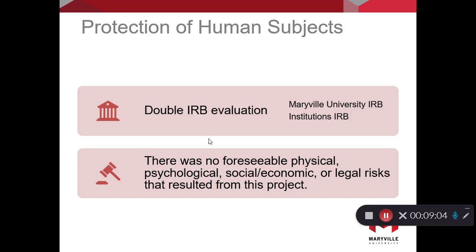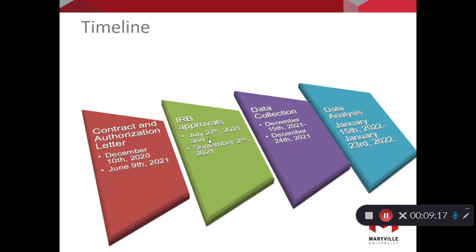Protection of human subjects: there was a 2 IRB review and acceptance, and there was no foreseeable physical, psychological, socioeconomic, or legal risk that resulted from this project. The project followed a timeline from establishing a contract to IRB approvals, to educational intervention, to data collection, to data analysis.